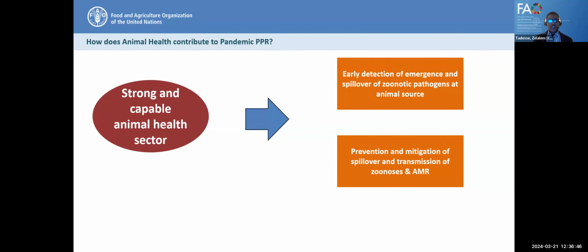Why is the animal health sector so important to effective pandemic PPR? Because a strong and capable animal health sector enables us to detect early the emergence and spillover of zoonotic pathogens from animal sources. It also helps us to effectively prevent and mitigate the risk and transmission of zoonotic diseases and AMR from the animal source. Therefore, the animal health sector and multi-sectoral approach are indeed important contributors towards establishing robust pandemic PPR capacities. Next, please.